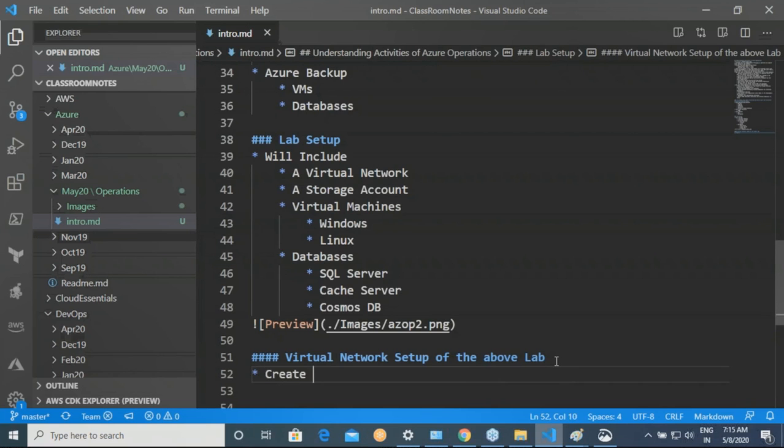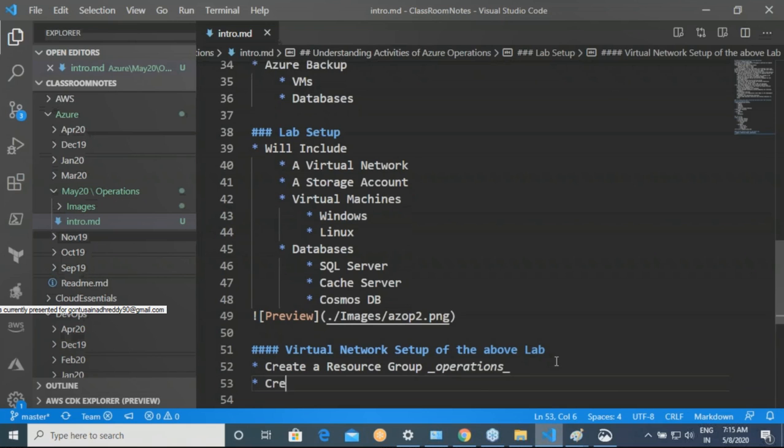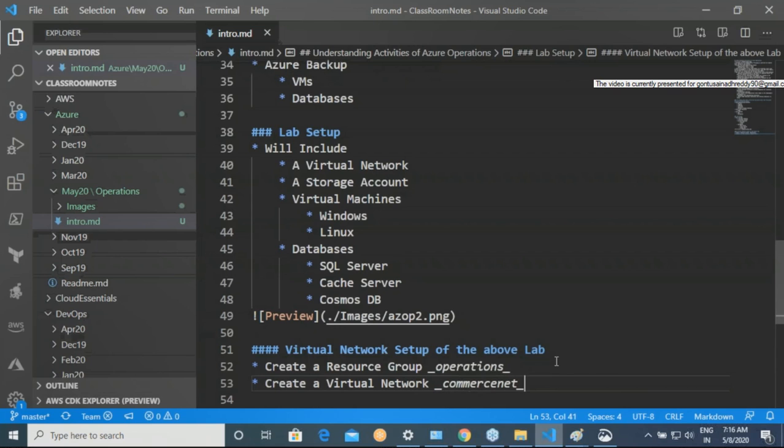So create a resource group. Okay, I'll call it operations. Okay, so my resource group's name is operations. Okay, create a virtual network, and in that call it Commerce Net. Okay, right.